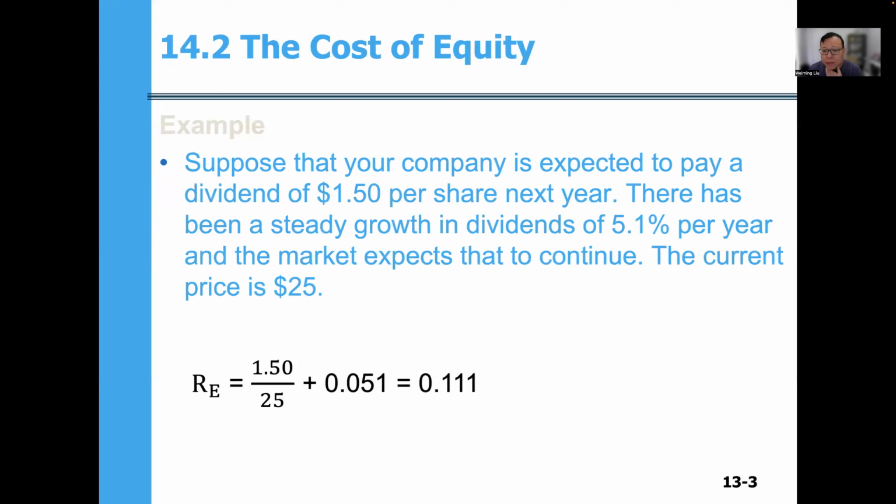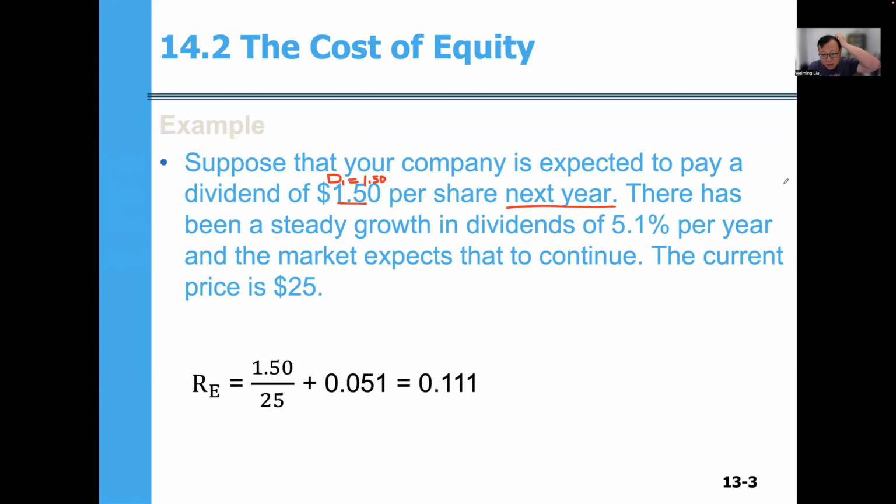In this example, let's assume the company is expected to pay a dividend of $1.50 per share next year. Next year. So this is really important. They're going to pay a dividend of $1.50 next year. So this tells us D1 equals 1.50.